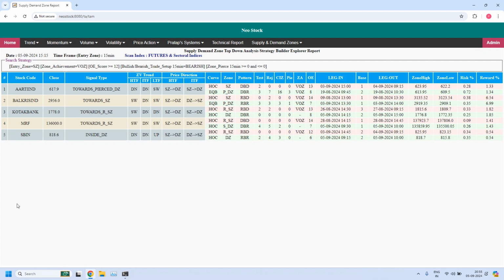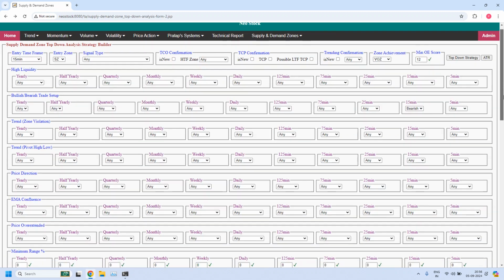So all these supply zones are supporting bearish trade setup. Now let's verify whether these supply zones are having confluence with ITF. That means 15 minutes and 75 minutes confluence. Let's verify.